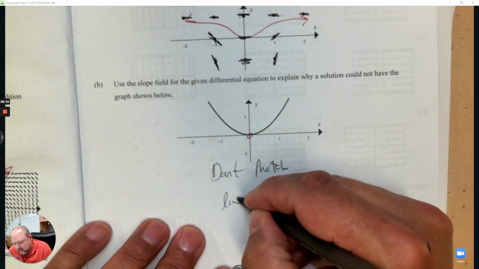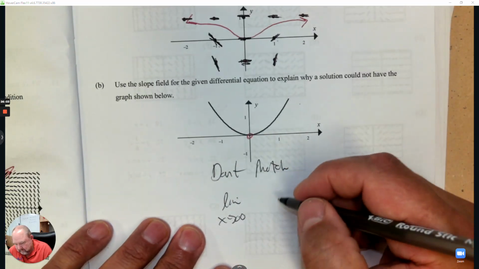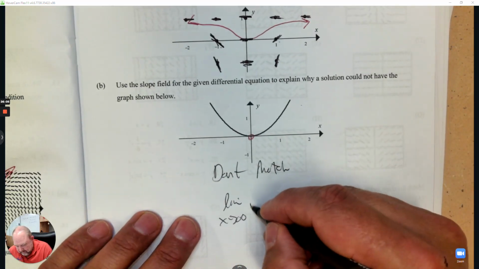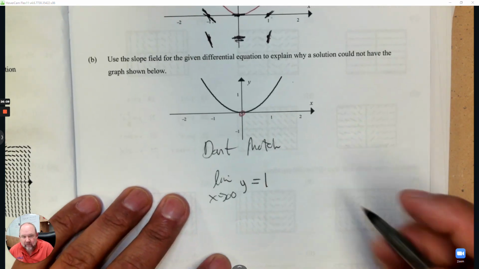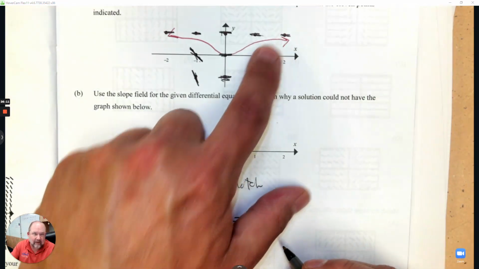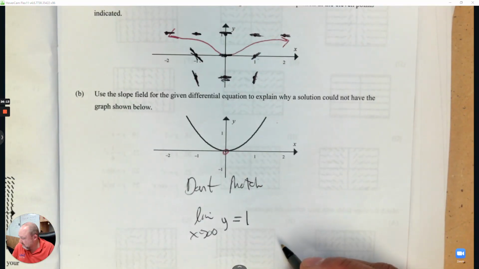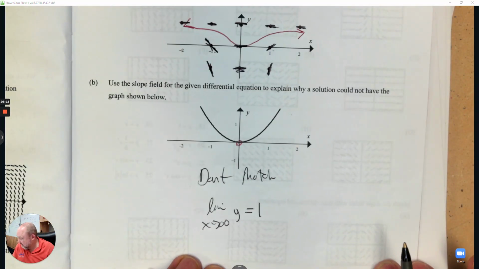So the one above, the end behavior, is going to 1. So the end behavior doesn't match. This end behavior is 1, and this one's going to infinity. All right, that's everything, right?